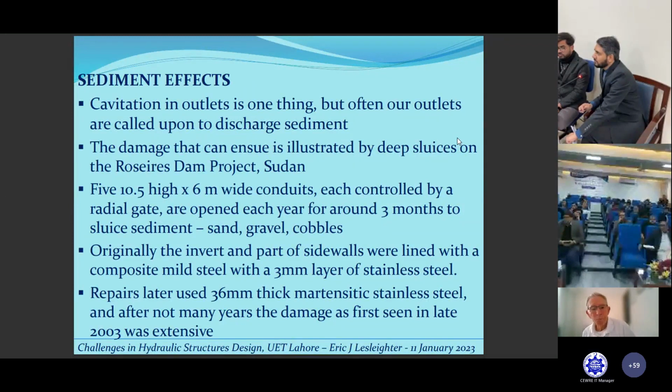Can you see that? Yes. A picture of the dam. We are on the slide with sediment effects.